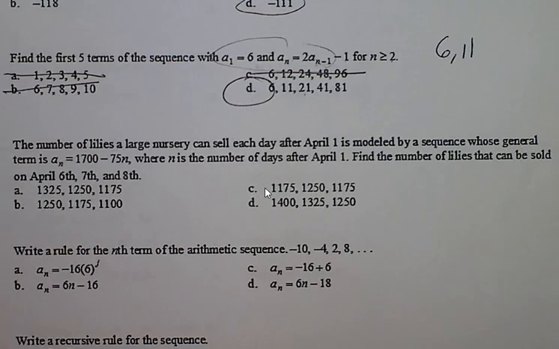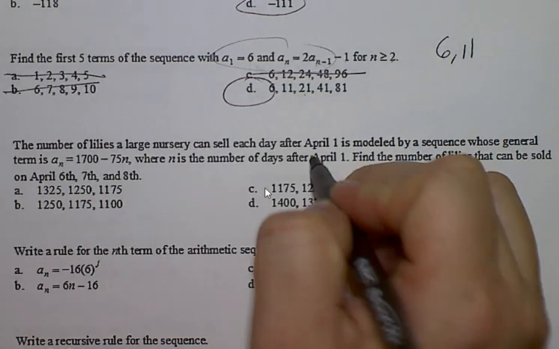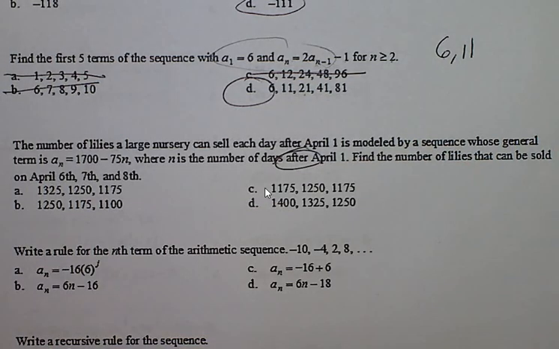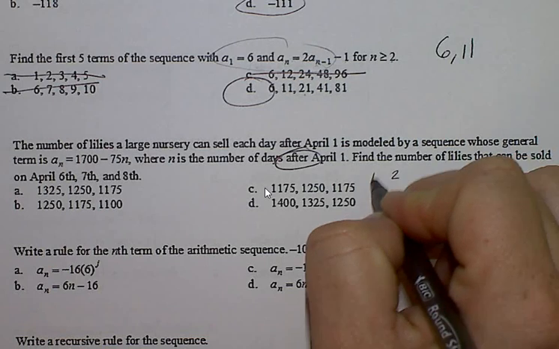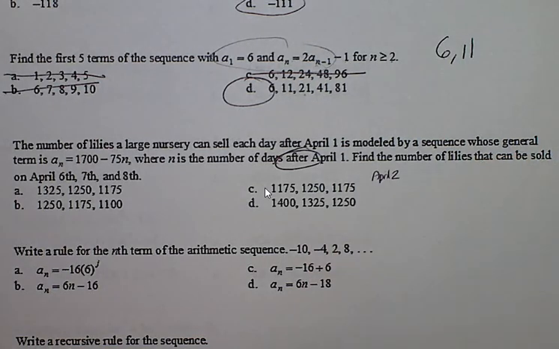The number of lilies a large nursery can sell each day after April 1st is modeled by the sequence whose general term is as follows, where n is the number of days after. Circle that, that's pretty key. After April 1st. Find the number of lilies that can be sold on April 6th, 7th, and 8th. So, what would April 2nd be, by the way? Is that the first day or the second day of this? Talk to your partner.